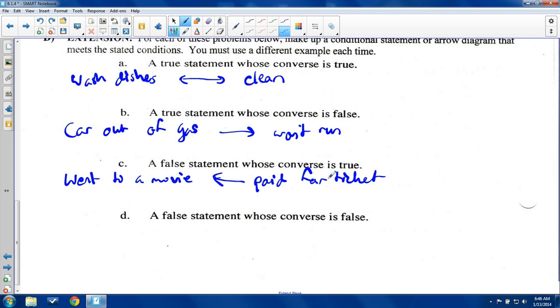If you paid for tickets, even if you paid for other people, you probably bought a ticket for yourself, so you probably went to the movie. By the way, I'm talking about movie tickets, not other tickets. If I paid for a movie ticket, I probably went to that movie. But if I went to a movie, it doesn't mean I paid for the ticket. So that's a false statement here, but its converse is true. And now a false statement whose converse is false.